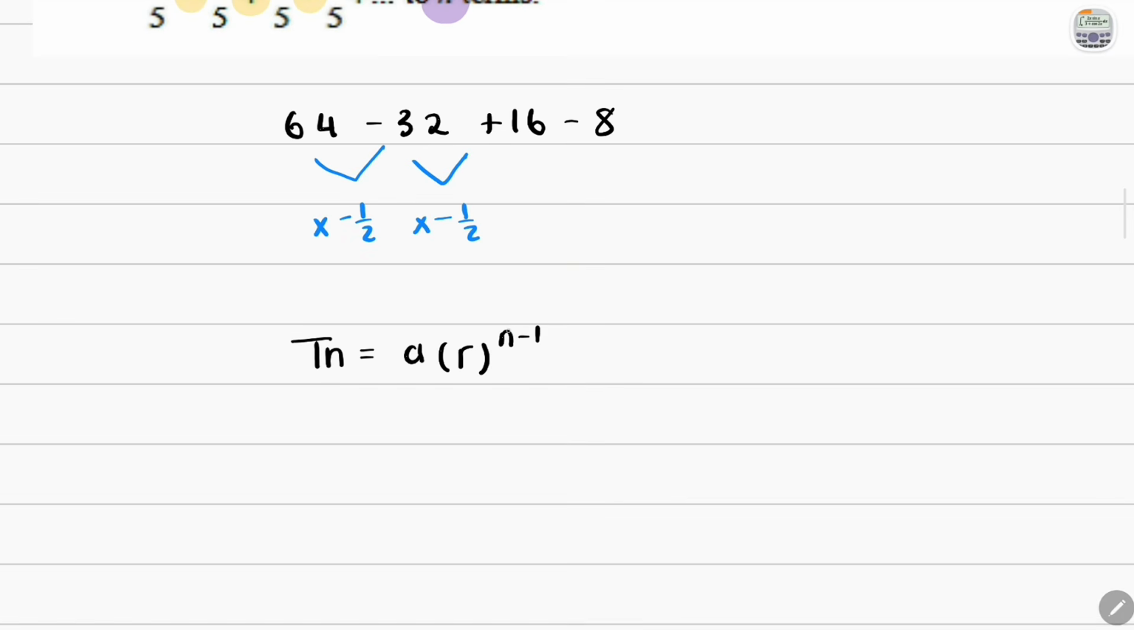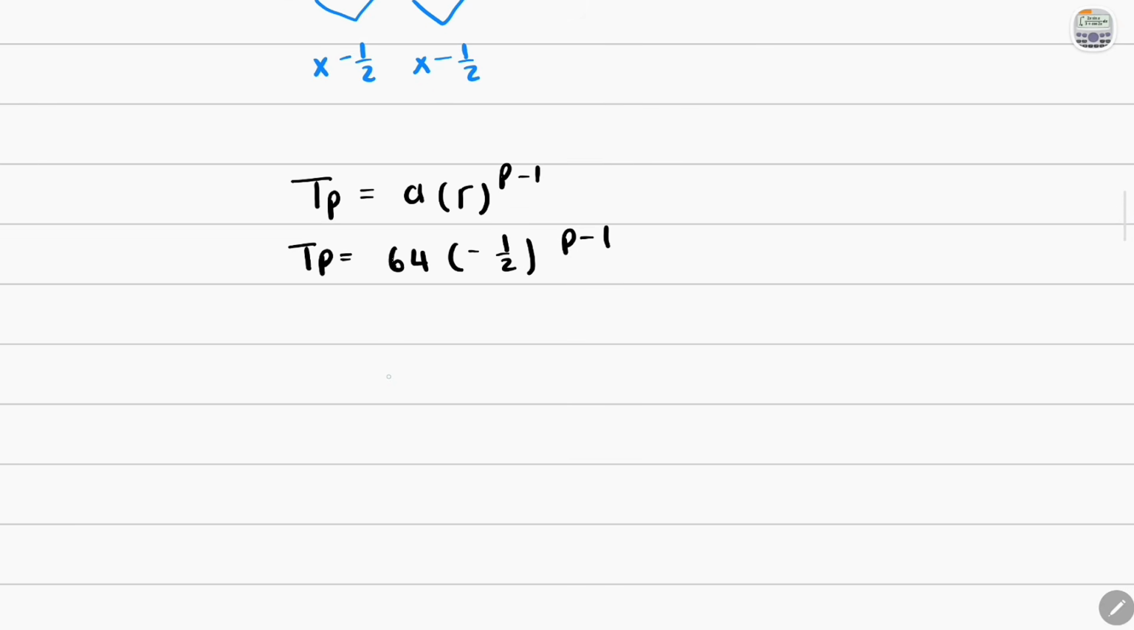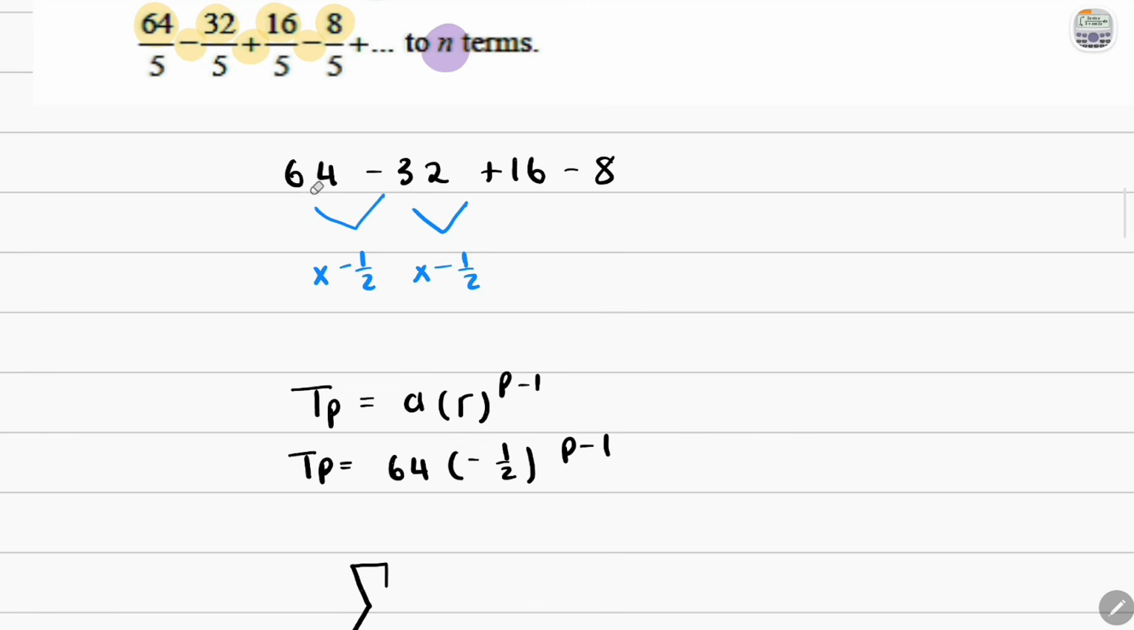Okay, so with this, because they say to n terms, and I know that we're going to end at n, I'm not really going to call this n. Let's just call it something else. You can call it Tp, or really any other variable. I'll just call it Tp is equal to 64 multiplied by negative a half raised to the power of p minus 1. And so just writing it in sigma notation, we're simply going to say this is the sum of the series starting where? We're starting at this first term. If you substitute 1 in place of p, you're going to just get 64.